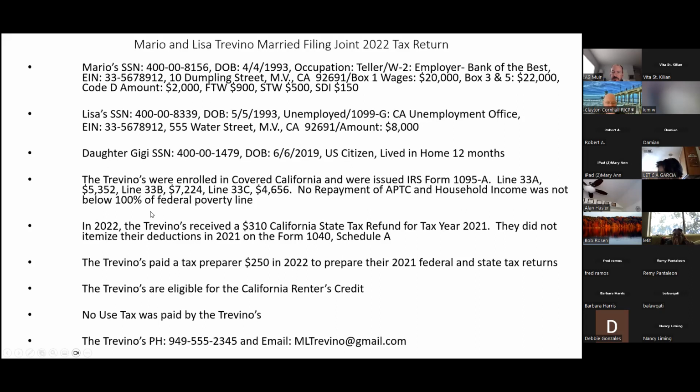And then here we've got the 1095-A. You can see those line 33 Alpha, Bravo, and Charlie. The amounts are the same, which means you've got the same dollar amount for each month. And this would be for Covered California. And we'll show you the verbiage that the software asks about for Covered California.